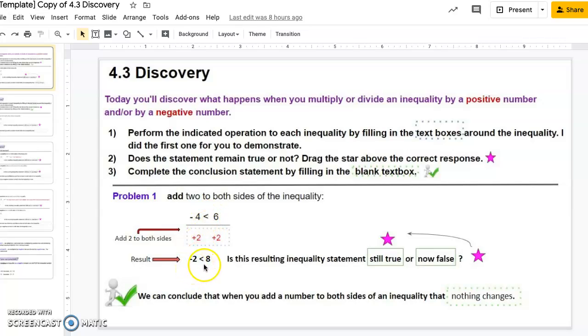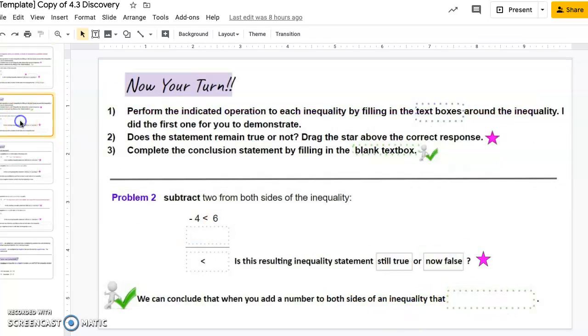Now you have negative 2 is less than 8, so you had to fill in, is this resulting inequality statement still true or false? And you have to bring your little purple star over which one, still true or now false? Well, it's still true because negative 2 is less than 8. So we can conclude that when you add a number to both sides of an inequality, nothing changes. You had to fill in here, nothing changes. On the next slide, we are being asked to subtract 2 from both sides.